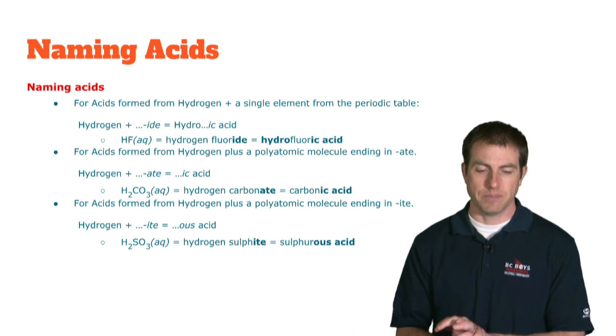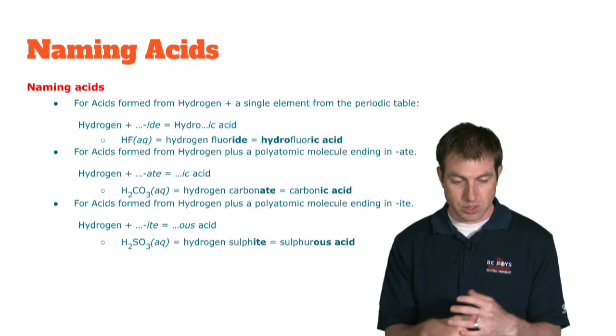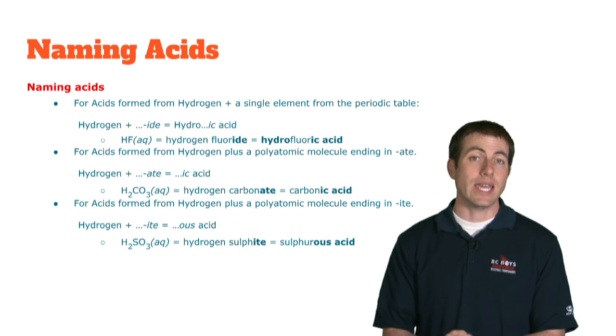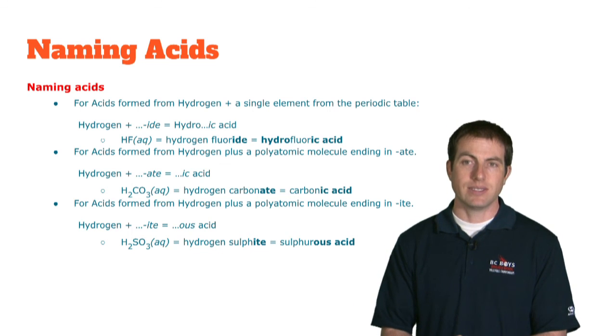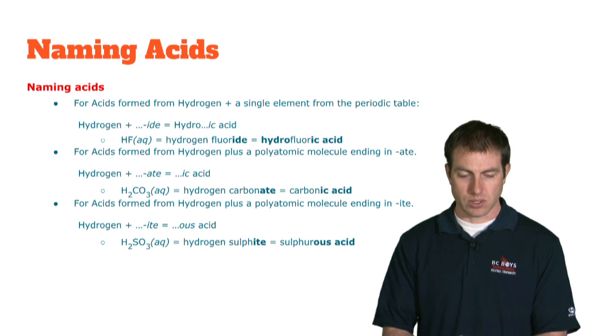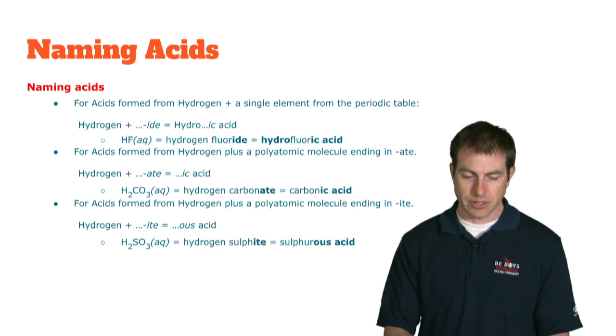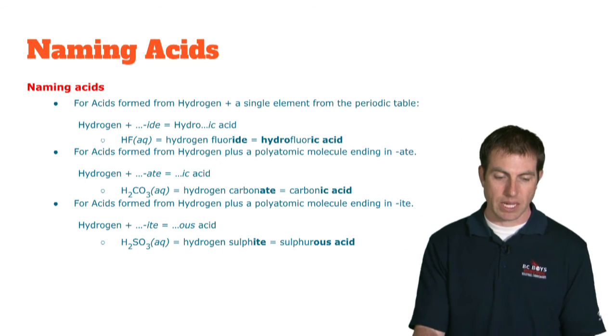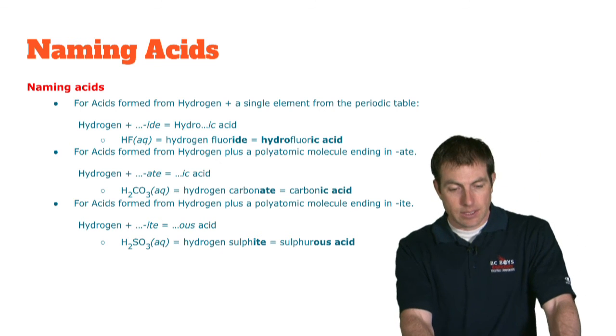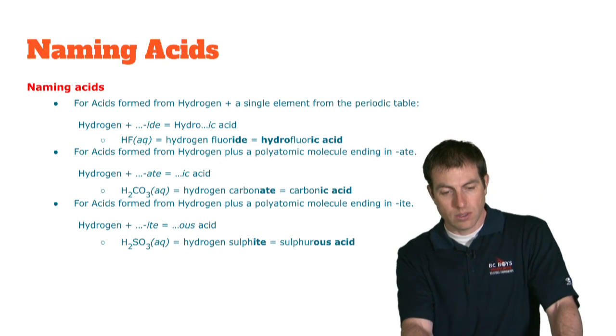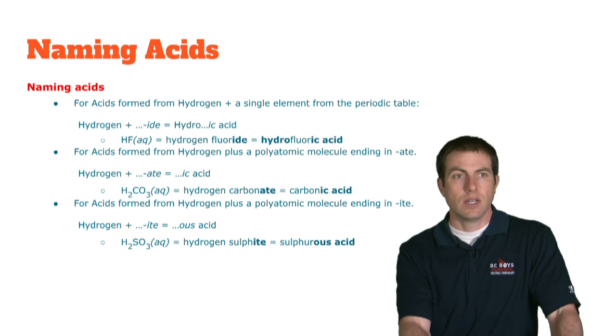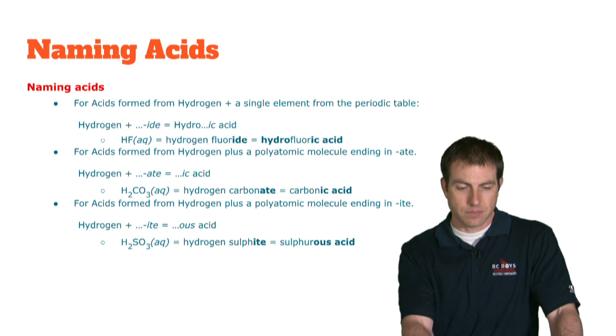So if you have a compound that begins with an H, it's going to have an acidic name or a special name for its acid. So there you go. Those are the three rules for naming acids. Ides change to hydro-ic acids, ates are ic acids, and ites are ous.